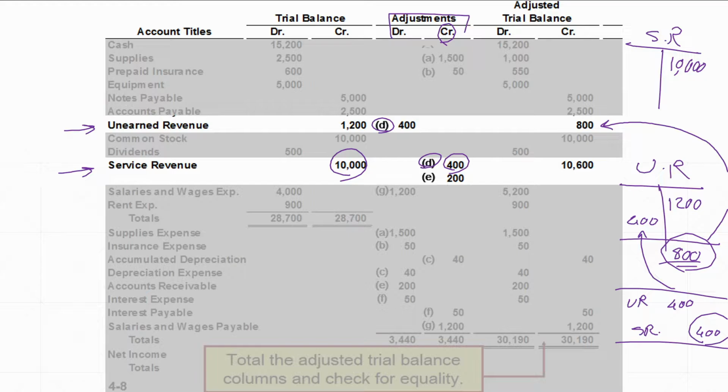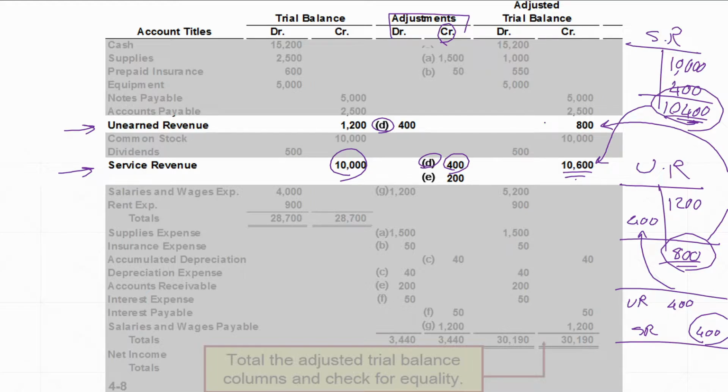The 400 credit to service revenue goes under the credit side of the service revenue. Now the new balance of service revenue is 10,400. Okay, this one also goes to the credit side of the service revenue here. But as you can see, it is not 10,400, it is 10,600.